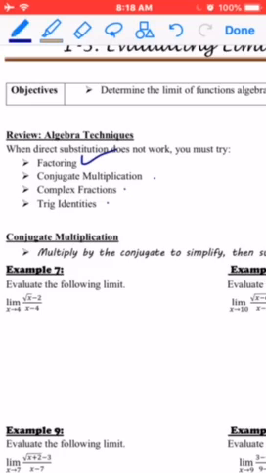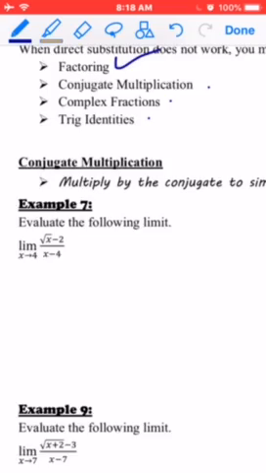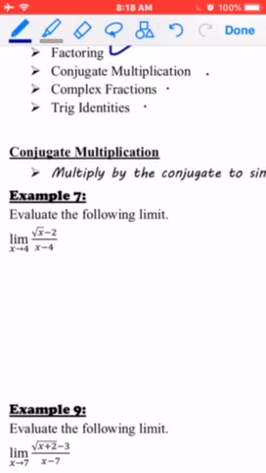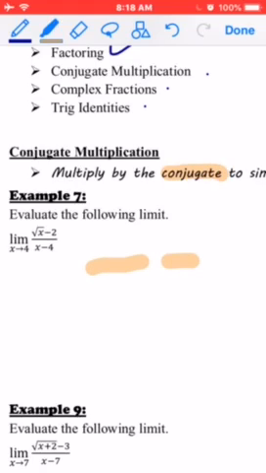These are cases where, if you just substitute the value, you're probably going to get dividing by 0 or something that doesn't work, so we have to use other algebra techniques to find the limit. For conjugate multiplication, you multiply by the conjugate to simplify, and then you substitute in the value, okay?